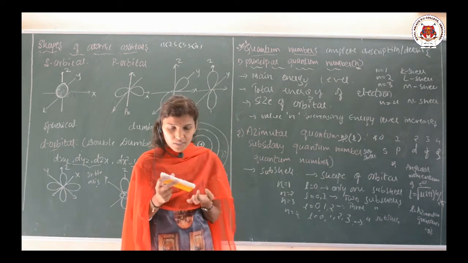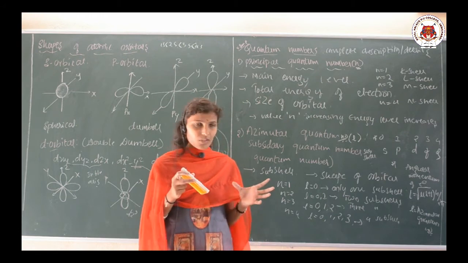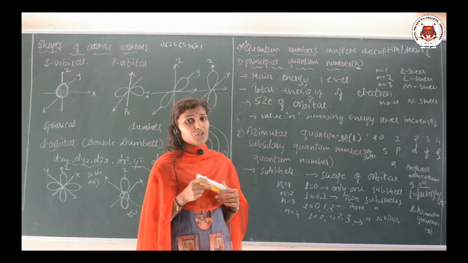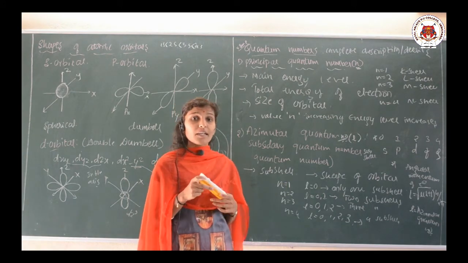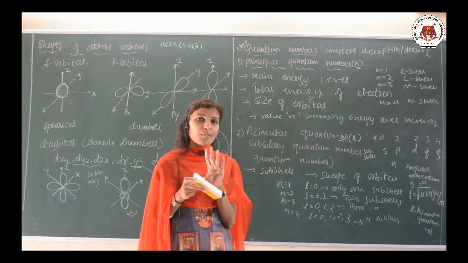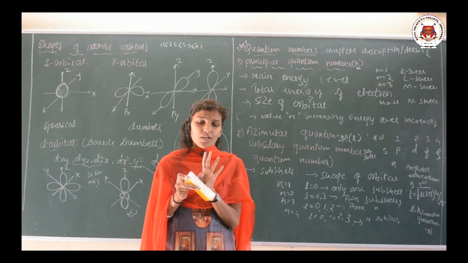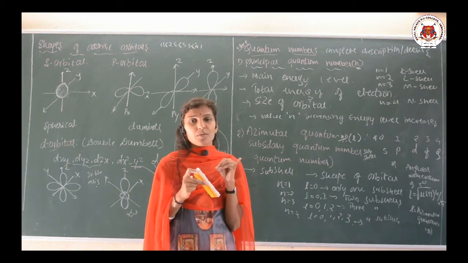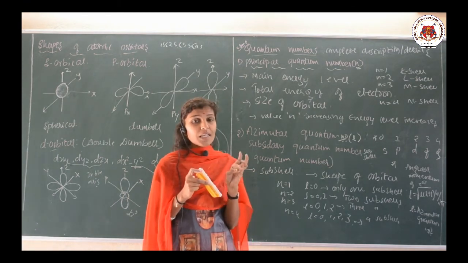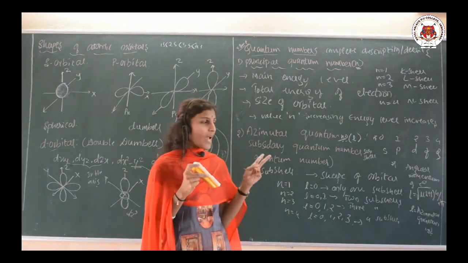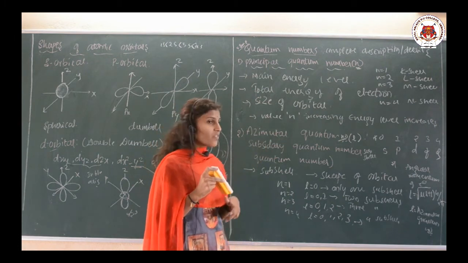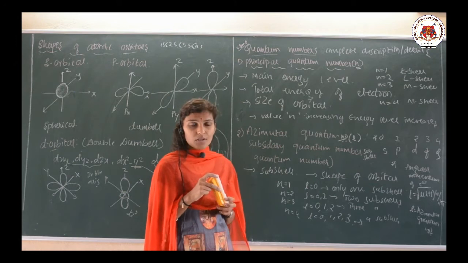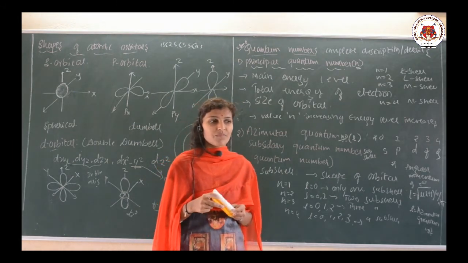First one is the definition of the quantum number: it is a set of numbers which gives the complete description or detailing regarding an electron. And then there are mainly 4 types of quantum numbers: principal quantum number, Azimuthal quantum number, magnetic quantum number, and spin quantum number. In that, we have now discussed the principal quantum number and the Azimuthal quantum number.